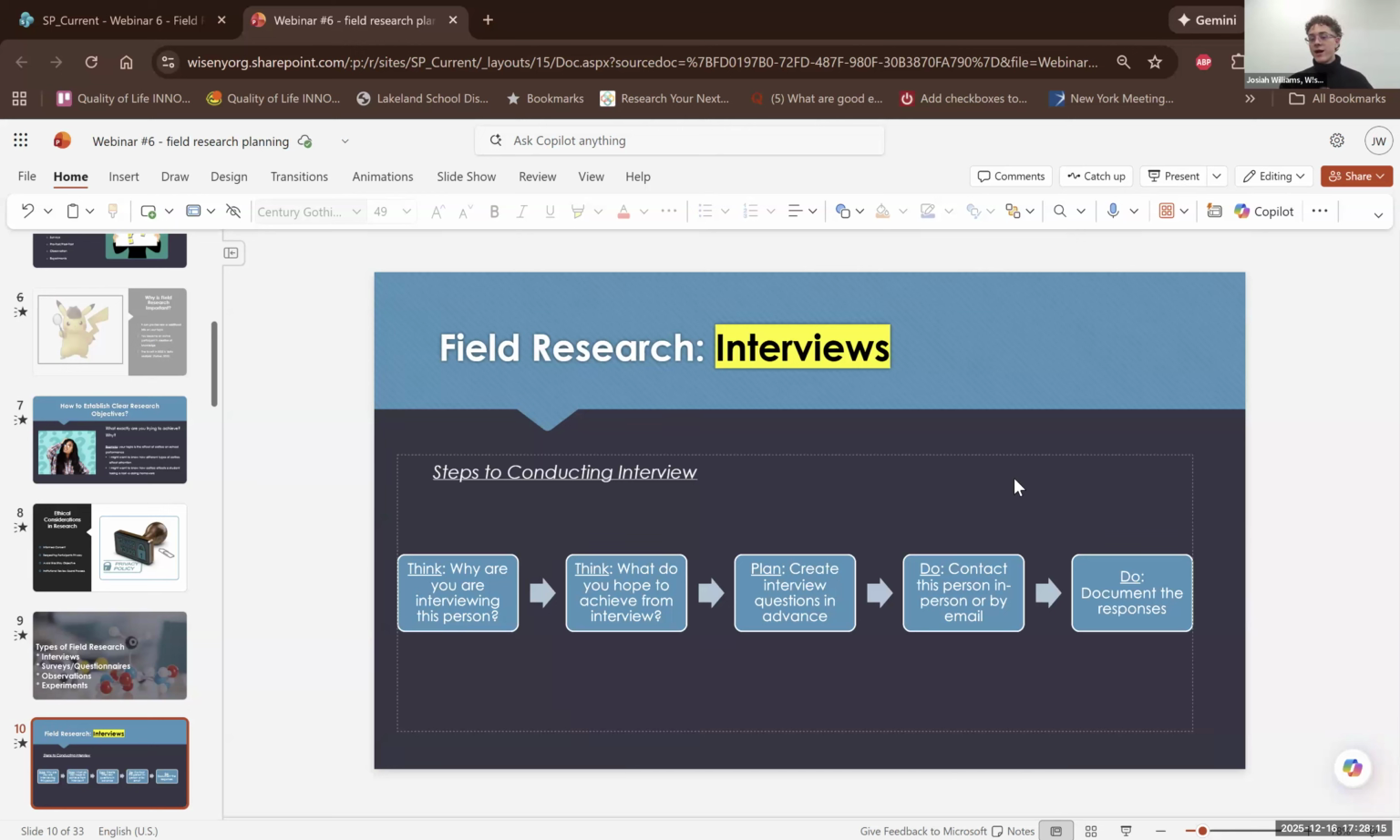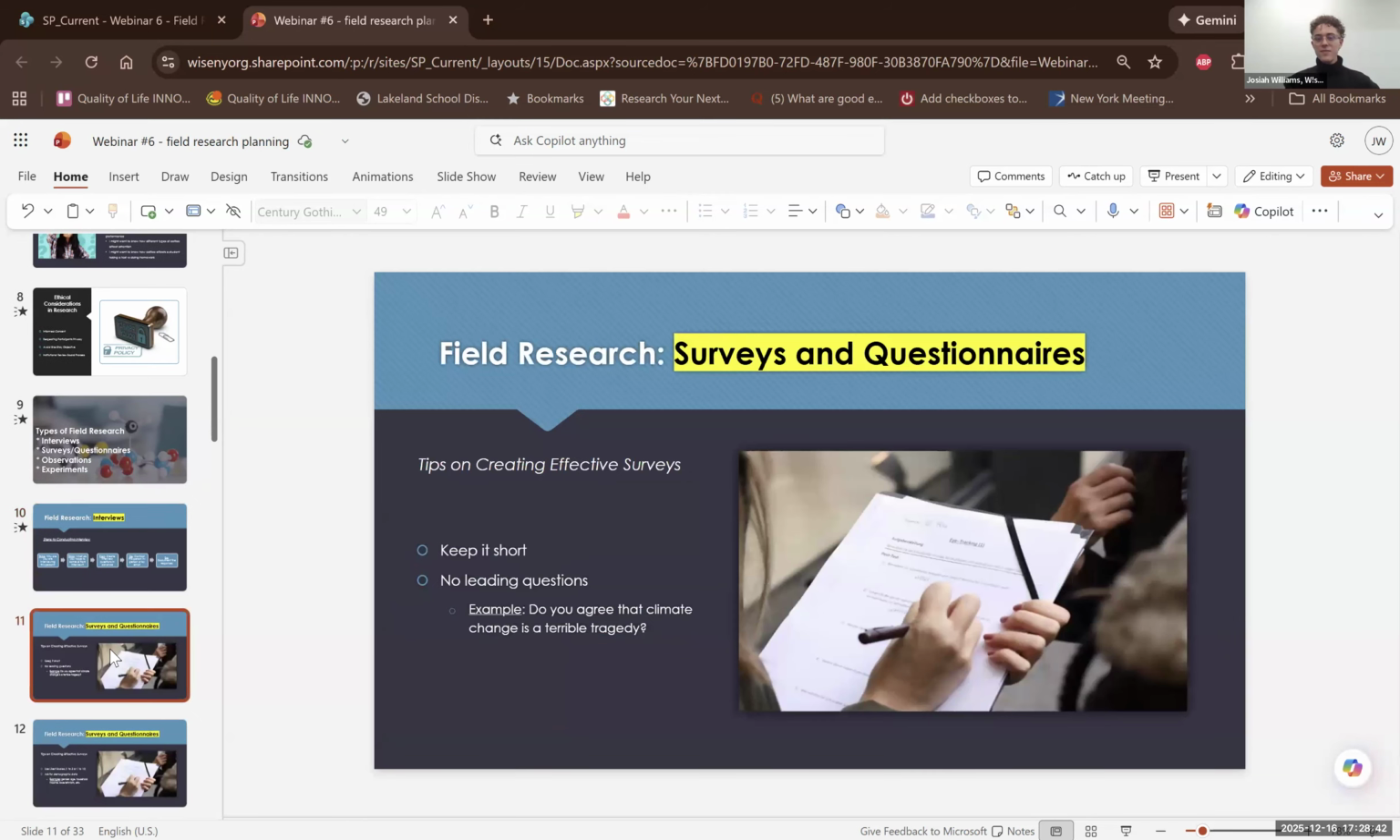And then you can contact this person once you have it all prepared, contact them via email or in person. An email interview is a real thing. It's a real interview. You don't have to be in person having coffee with them or whatever. You can just send them questions via email, they send them back to you, and that's an interview. That's your field research. And then always document the responses. It's very important to keep your data together.